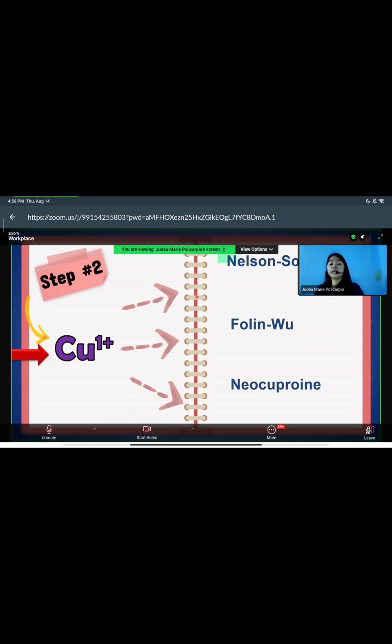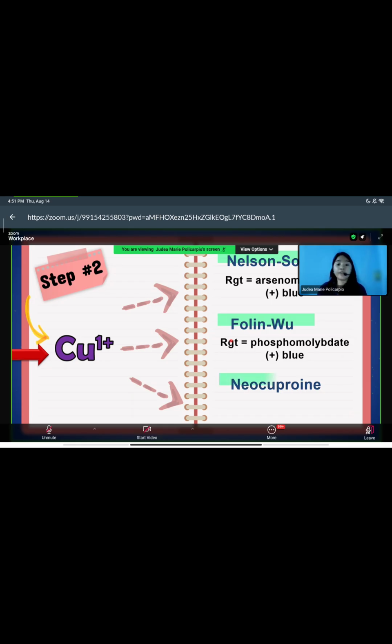Si Nelson-Somogyi, I think nandiyan na sa notes natin, ang reagent niyan ay si arsenomolybdate at ang positive result is formation of the arsenomolybdenum blue or simply blue as the positive result. Si Folin-Wu naman, I think nandiyan naman na to sa notes natin, no? So, hindi nyo na kailangan kopyahin. Ang reagent natin dyan ay si phosphomolybdate at ang positive result is the formation of the phosphomolybdenum blue or simply blue as the positive color.